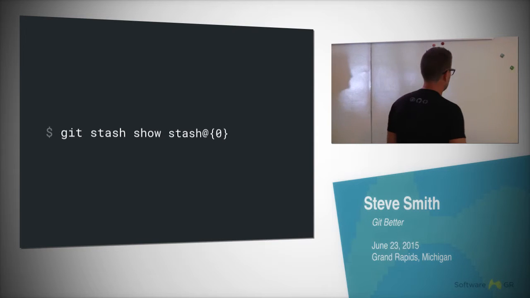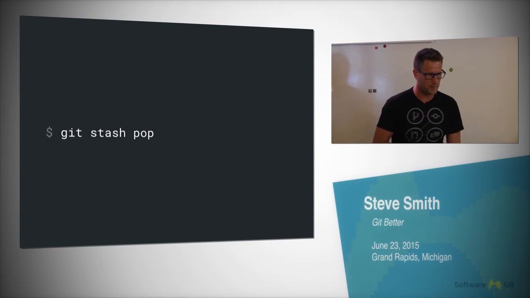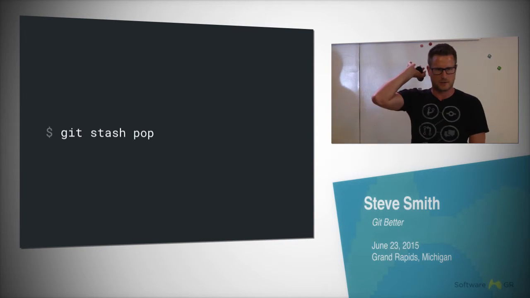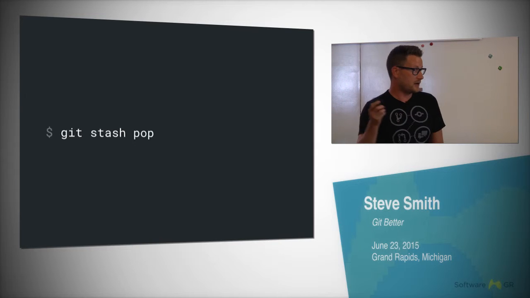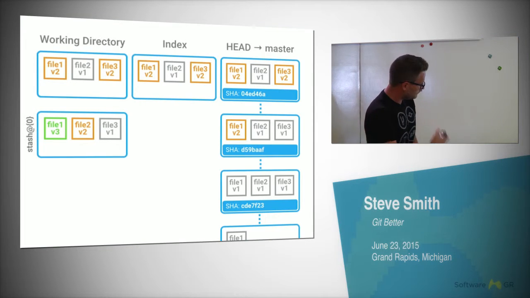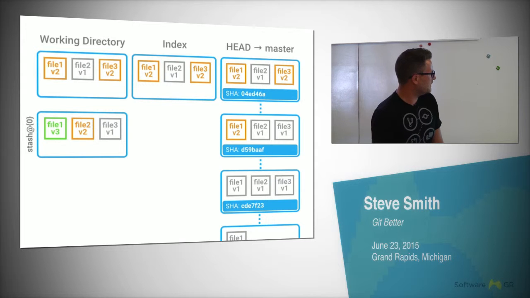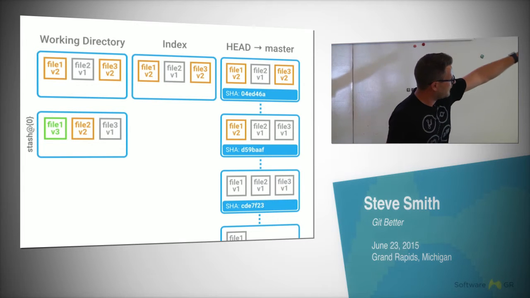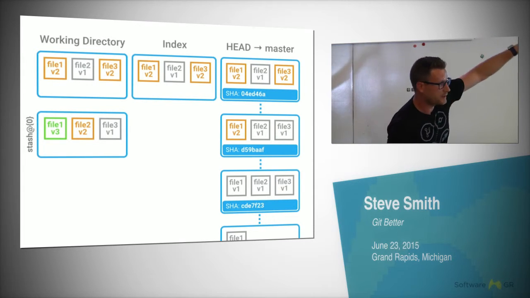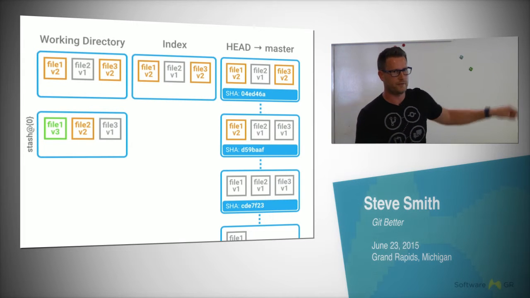So how do you actually get a stash back? Well, one way to do it is with pop. People use pop, git stash pop. So what git stash pop does is this. You'll notice file 3 is modified in the working directory, but file 1 and 2 are modified in the stash.